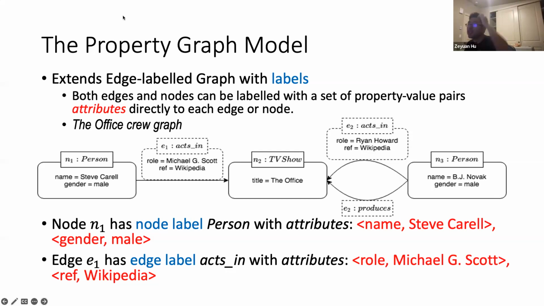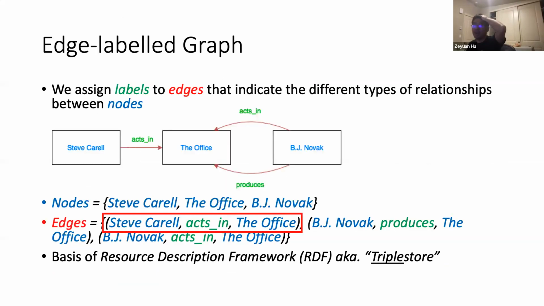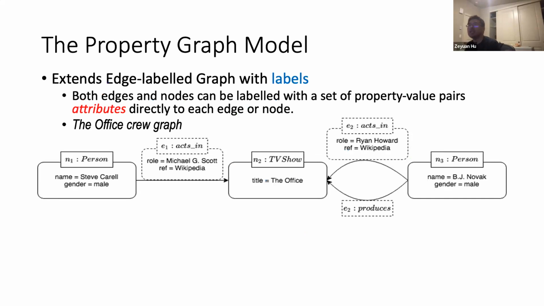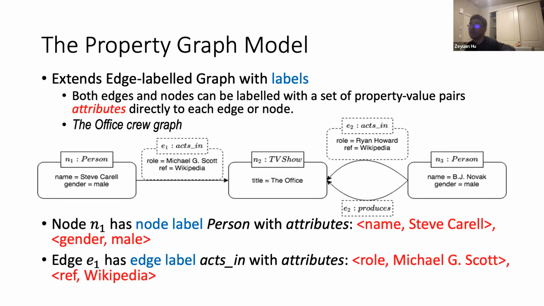Hopefully it is recorded. Okay, so we have seen two kinds of graph models. One is called the edge label graph, and the other is called the property graph. Here, really, it's exactly the same thing. Just to quickly recap, we have a label for each node and edge. For instance, we have the label Person for a node, and for the edge we have the label Acts In.